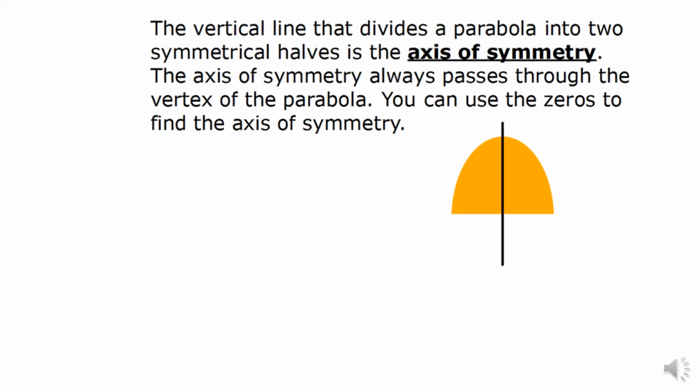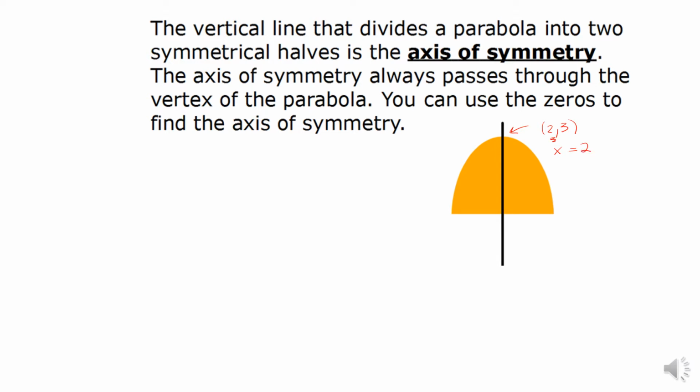Okay, so the vertical line that divides a parabola into two symmetrical halves is the axis of symmetry. We've talked about that before. The axis of symmetry always passes through the vertex. So we're going to talk about what if we had a vertex of 2, 3. That one means that our axis of symmetry would equal 2 because it's always the x of the vertex.